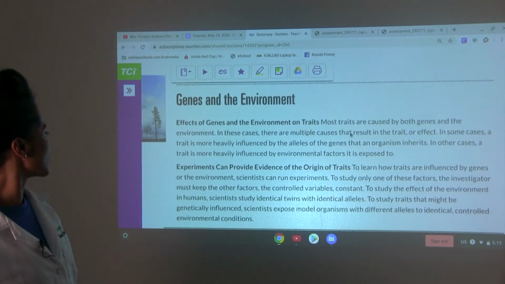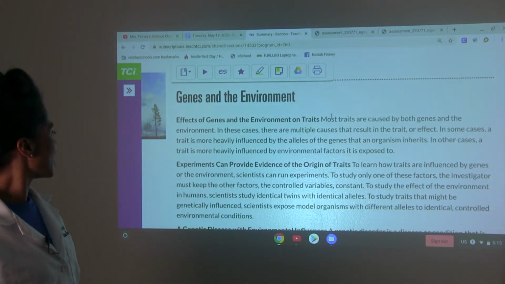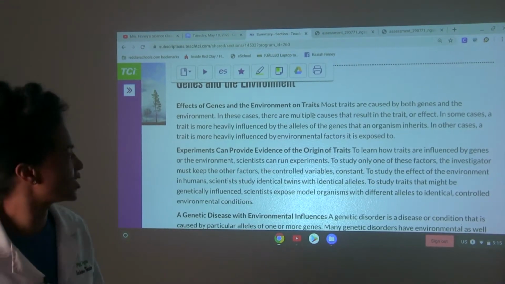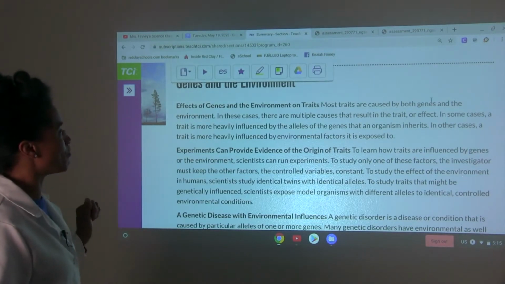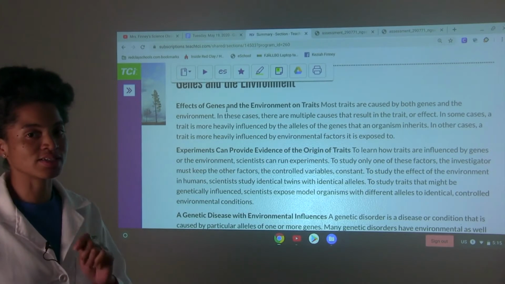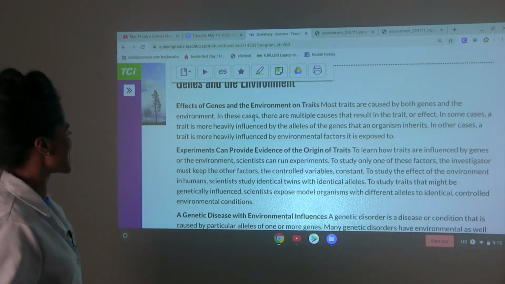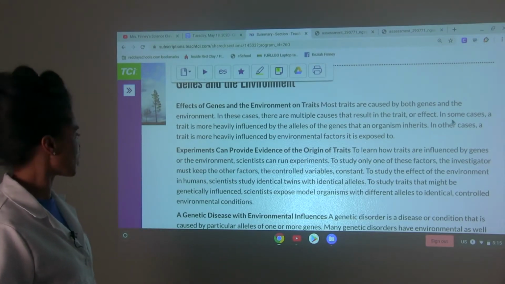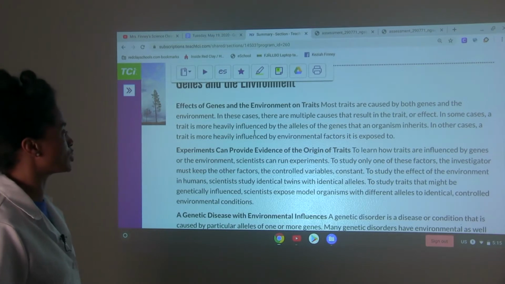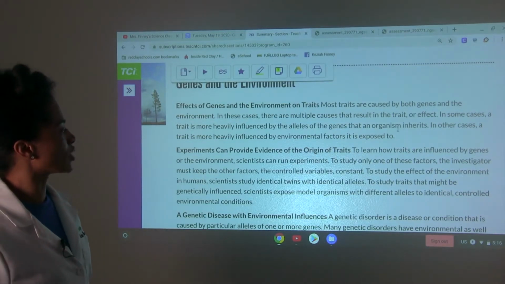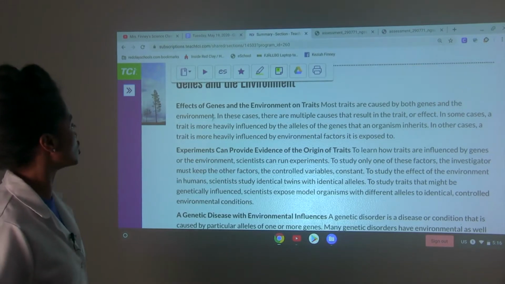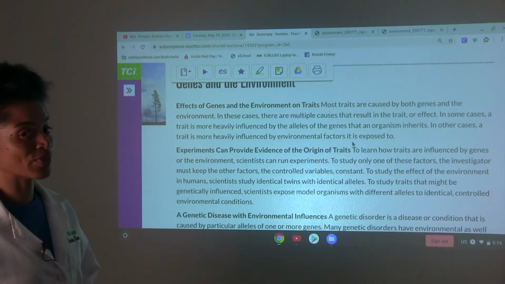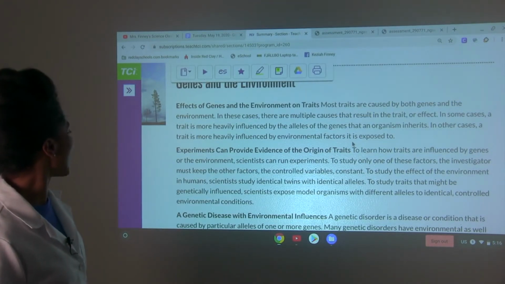In the summary section of genes in the environment, lesson 1 was titled Effects of Genes and the Environment on Traits. Most traits are caused by both genes and the environment. That was a key takeaway. In these cases, there are multiple causes that result in the trait or effect. In some cases, a trait is more heavily influenced by the alleles of the genes that an organism inherits. In other cases, a trait is more heavily influenced by environmental factors it is exposed to. That was section 1. Let's look at section 2.